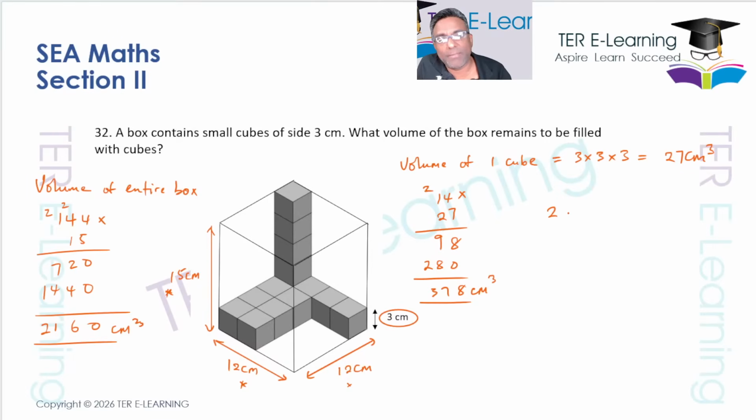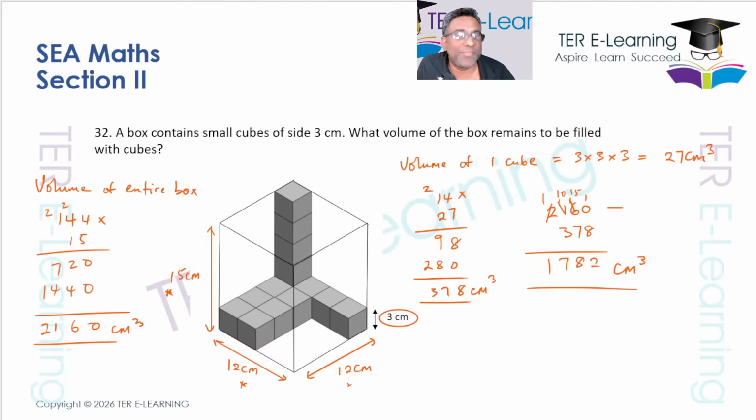So to get my answer, we're going to take the 2160, that's the total volume of the whole box, minus the total volume of the cubes that are in the box, which is 378. Let's see how we're going to do this. Borrow from this. This is 1. This will be 11. Still need to borrow. So this becomes 10. This is 16, 15, and this is 10. 10 take away 8 is 2. 16 take away 7 is 9, and so on. So that is the volume that has to be filled.